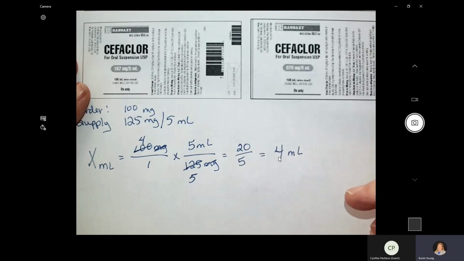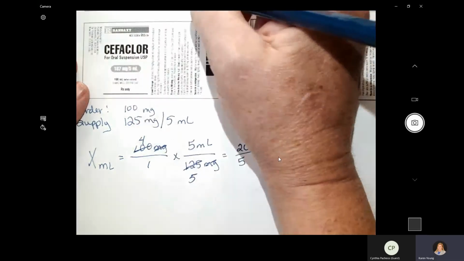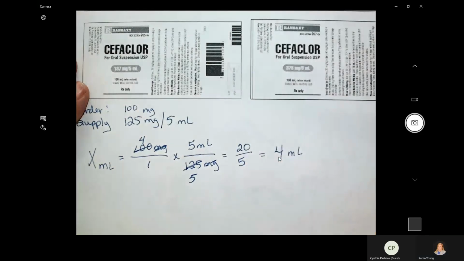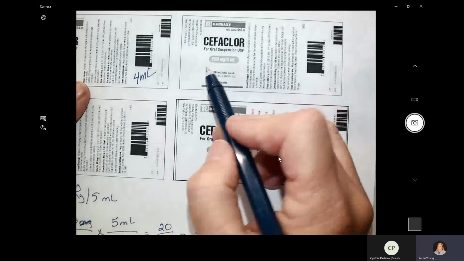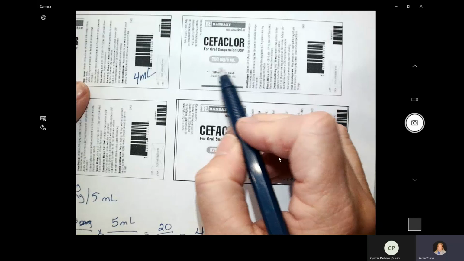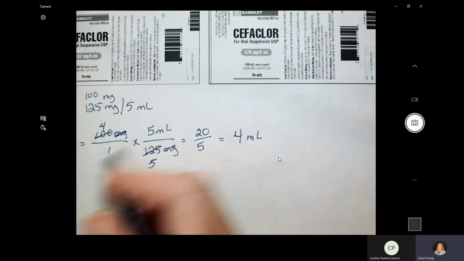Okay. How you get to 4 milliliters, that's up to you. You can do the 100 times the 5, that's 500. 500 divided by 125 is still 4 milliliters. Okay, so that's this first one. I'm given 4 milliliters. And then I'm going to look over here at this next one. That's 250 milligrams per 5 milliliters.